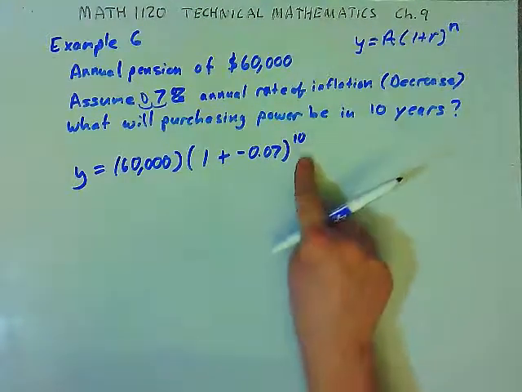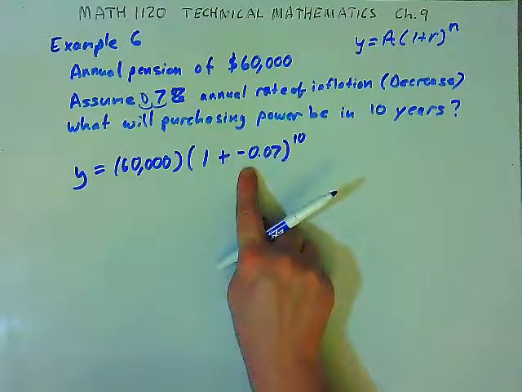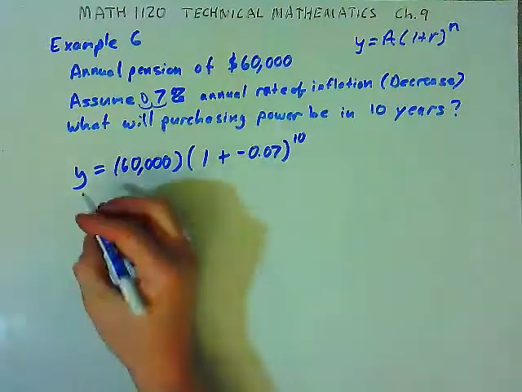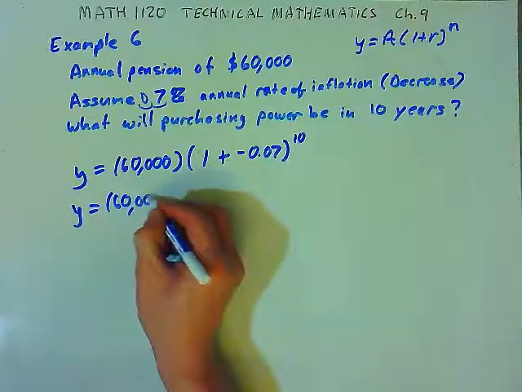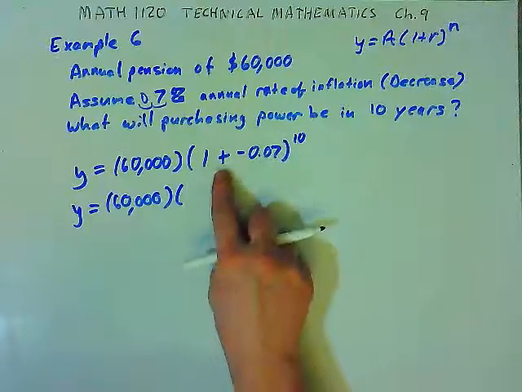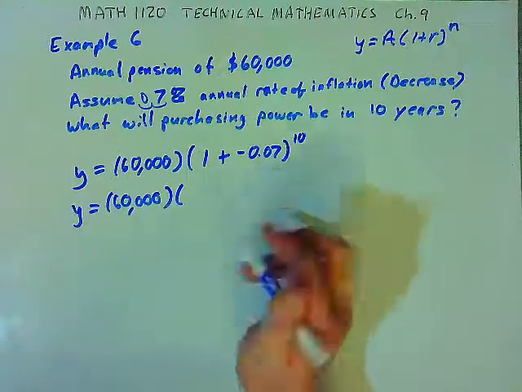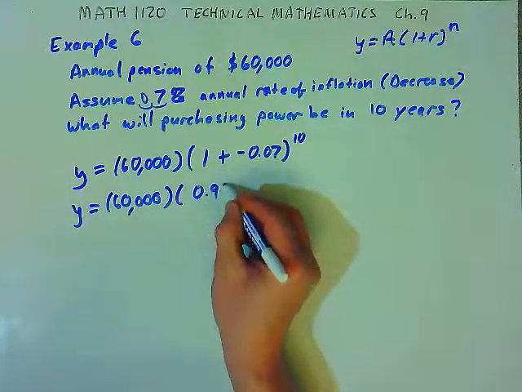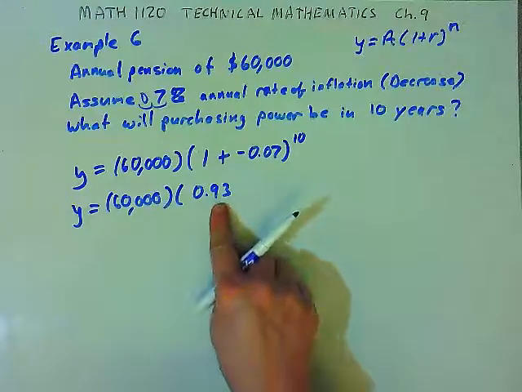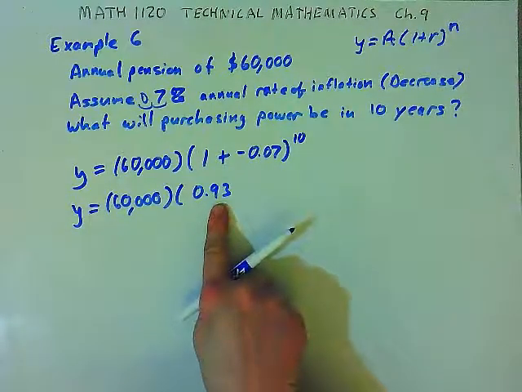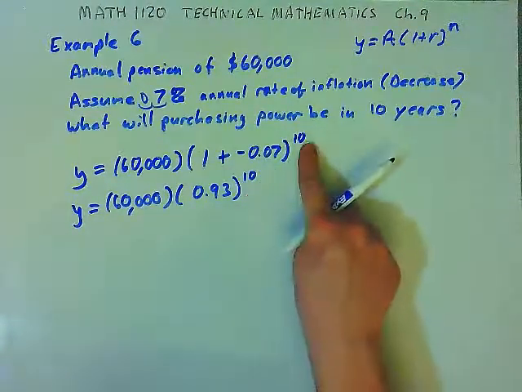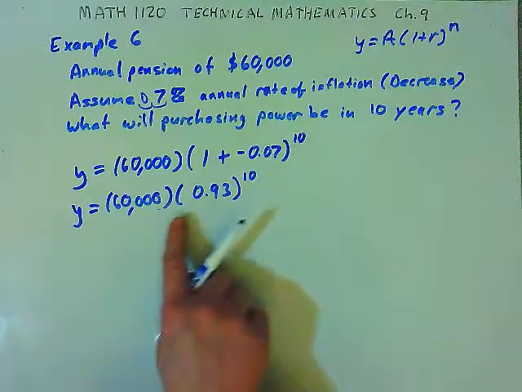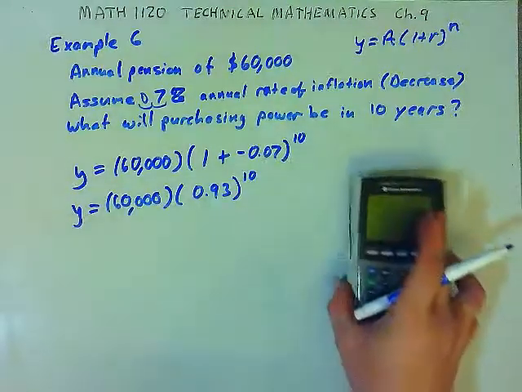Right, so here their money is worth less money. That's a decreasing rate. We want to make sure that the rate here is a negative. And so their purchasing power after 10 years will be $60,000 times 1 plus a negative 0.07, which is going to be 0.93. So their money is not worth as much as it was. Now it's only worth 93% after the first year. And if we raise this to the 10th power, we will find out what their purchasing power is in 10 years. And so we can do that. We can take $60,000 and we will multiply by 0.93 to the 10th power.